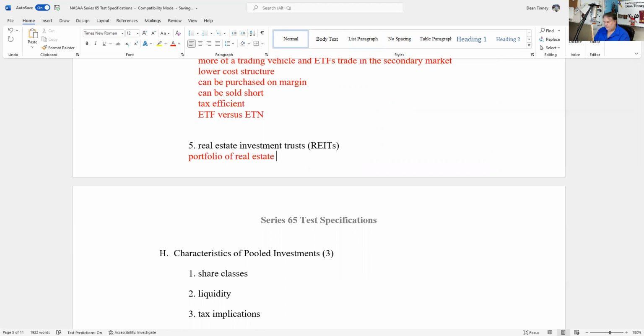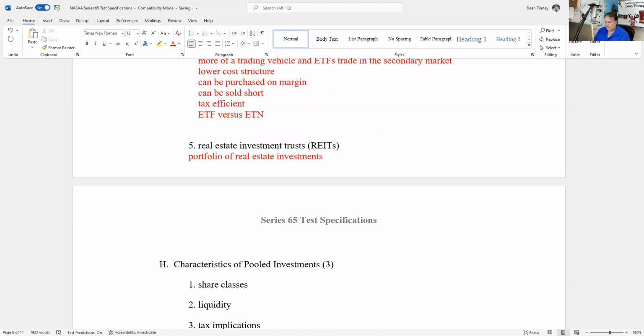And there's two versions of this. The one that primarily you're going to see on the test is the version of a REIT that does trade in the secondary market. So it's a portfolio of real estate investments. And how do we make money in real estate? We make money through rent that we get on the properties we own within the REIT, capital gains when we sell properties in the REIT. And we can also own mortgages and collect interest and principal. And so these would be what a REIT would do.